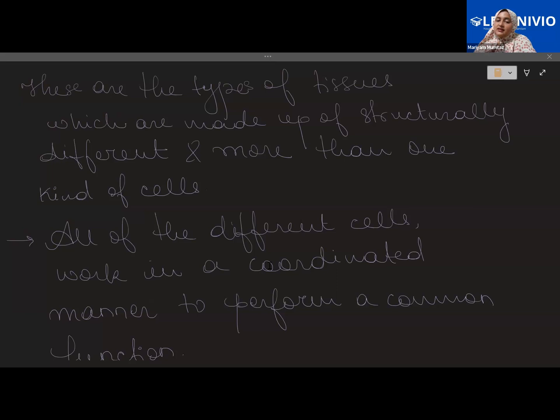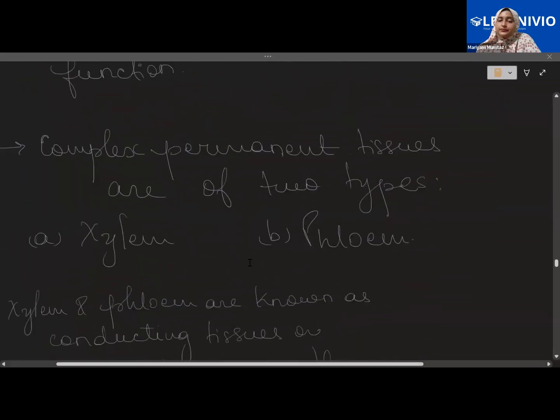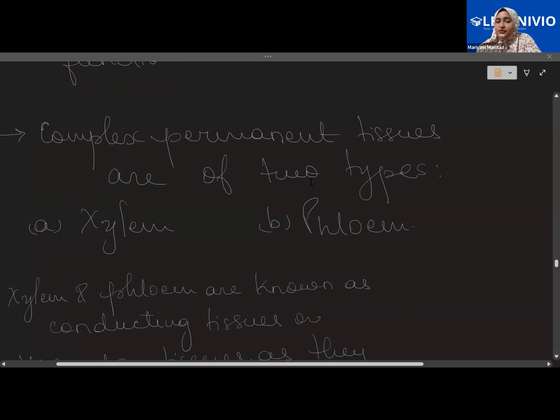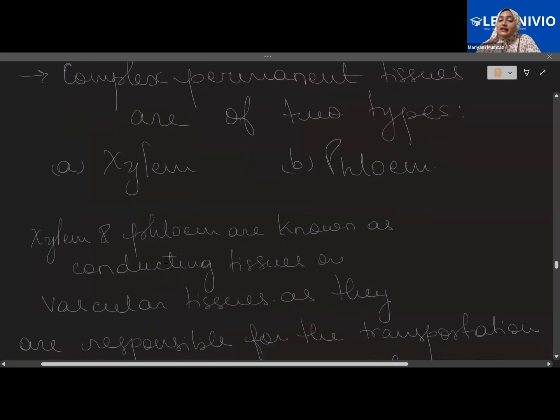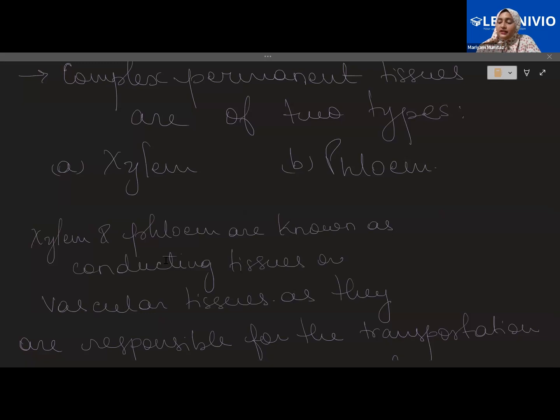The only thing that matters is that they perform in a very coordinated manner. Now, the complex permanent tissues are of two types, that is xylem and phloem. Both of them are collectively known as conducting tissues, or you'll call them vascular tissues. Now, there is a particular reason for this.